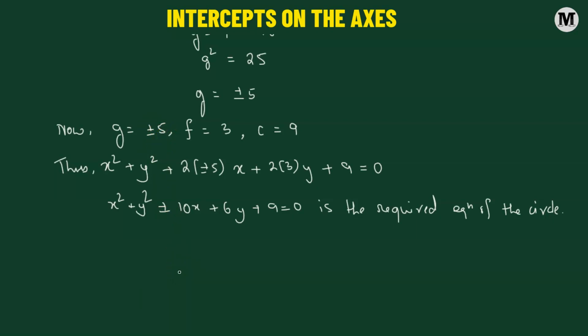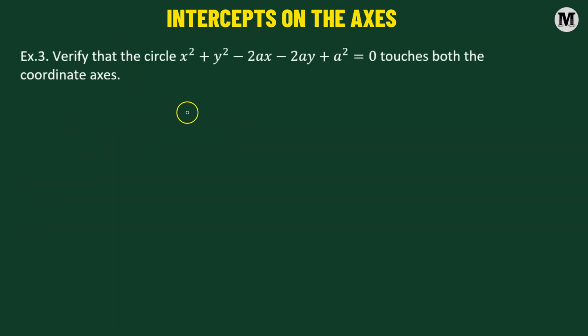Okay, now let's go to the next problem. Problem number 3. Here we need to verify that the circle given by x squared plus y squared minus 2ax minus 2ay plus a squared equals 0 touches both the coordinate axes. Let us begin. Here we'll consider the general equation of the circle, x squared plus y squared plus 2gx plus 2fy plus c equals 0.